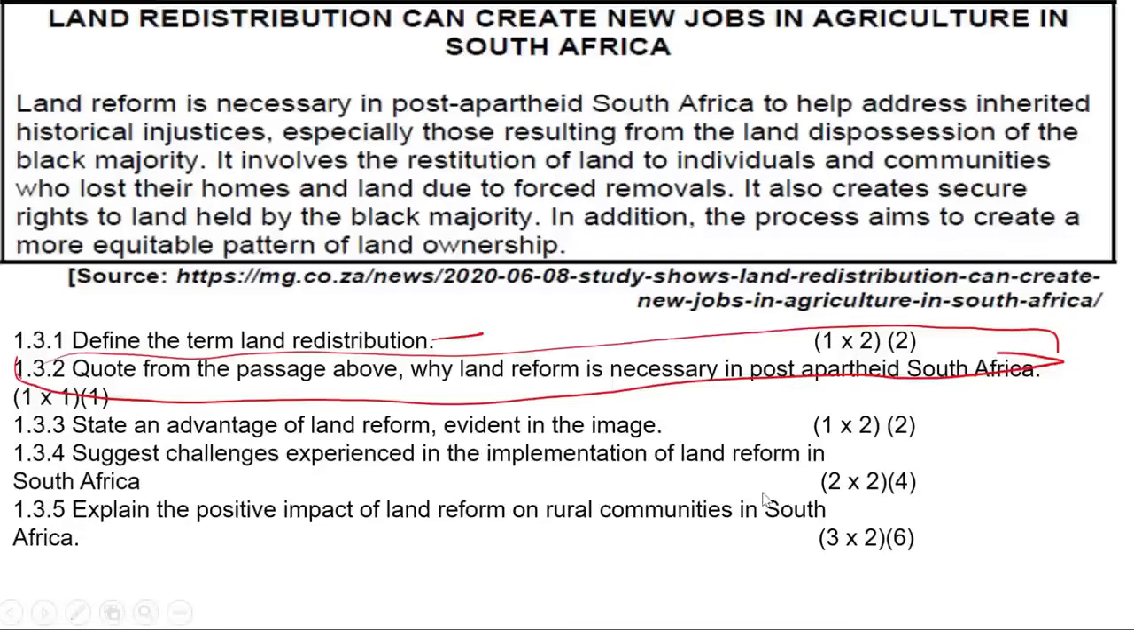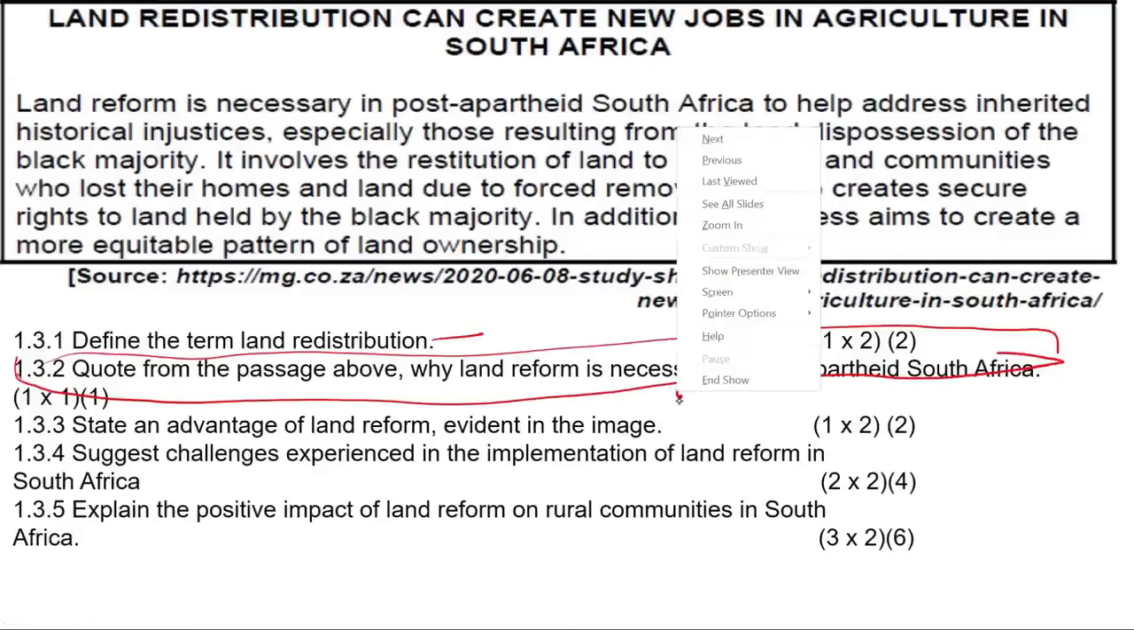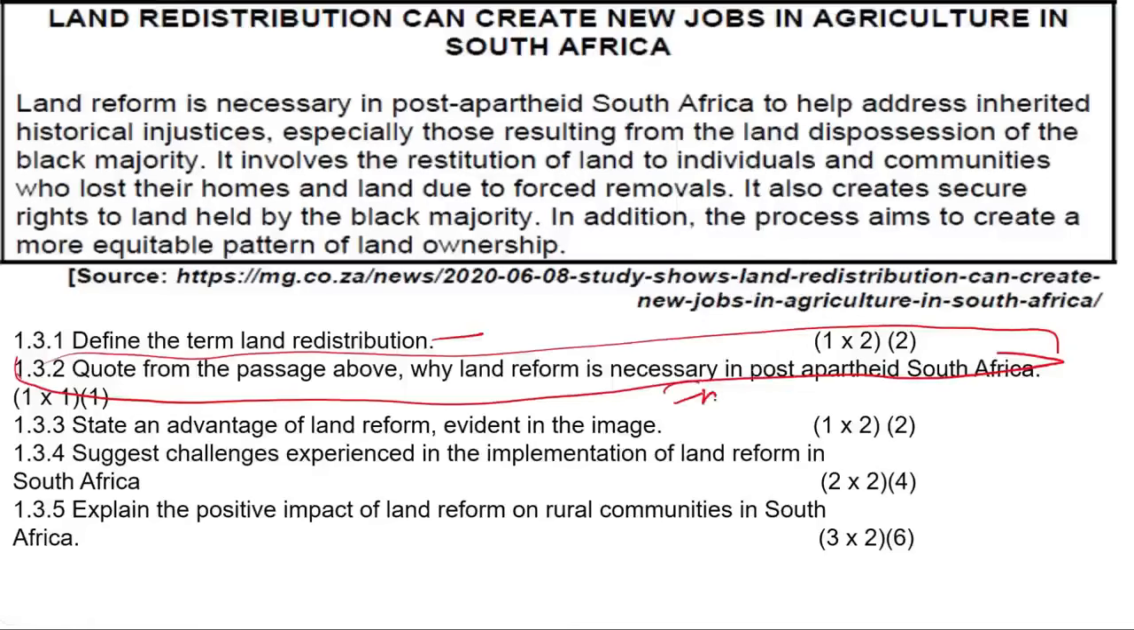Number one, improve quality of life, residential. People can have a place that they call home. Improve food security. So there are a number of reasons for the advantages of land reform.